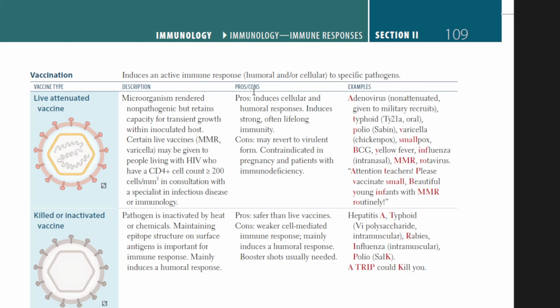The pros of this live-attenuated vaccine are that it induces a cellular and humoral response, and induces strong and often lifelong immunity. So they give you long-lasting immunity, a long and strong immune response. The cons are they may revert to a virulent form, so they can give you the disease.